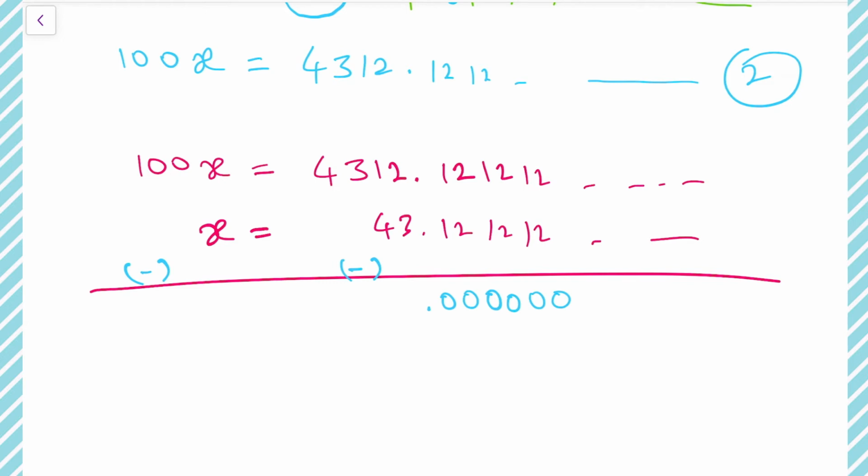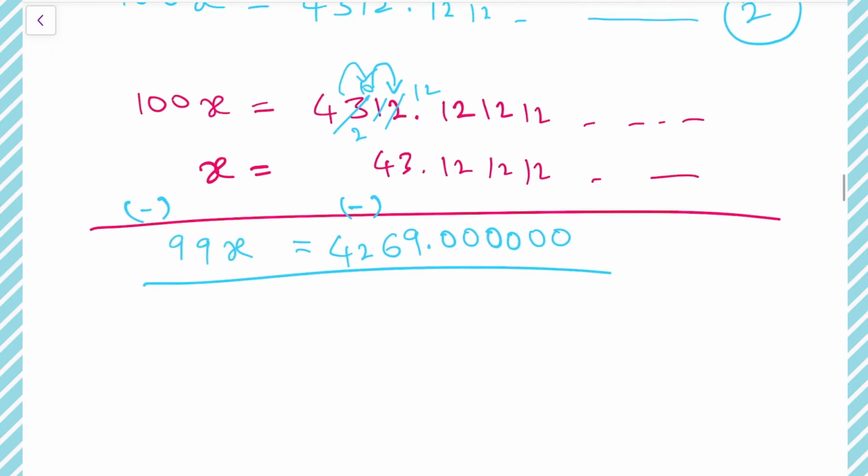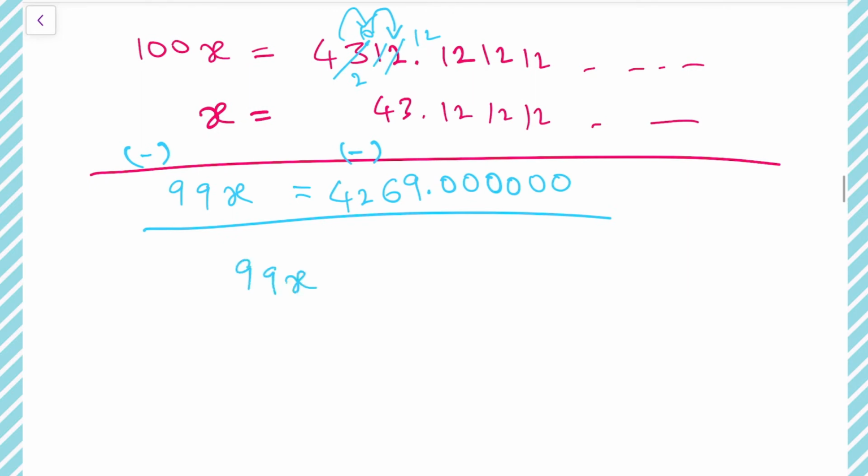Here from 2 we cannot subtract 3, so take a borrow, then this will become 12 and this will become 10 again. So we need to take a borrow here also. Now 12 minus 3 becomes 9, 10 minus 1 becomes 4, and 2 will stay as it is, because we took a borrow. So 4269, which is equal to 100x minus x, 99x. So 99x is equal to 4269 point and so on.